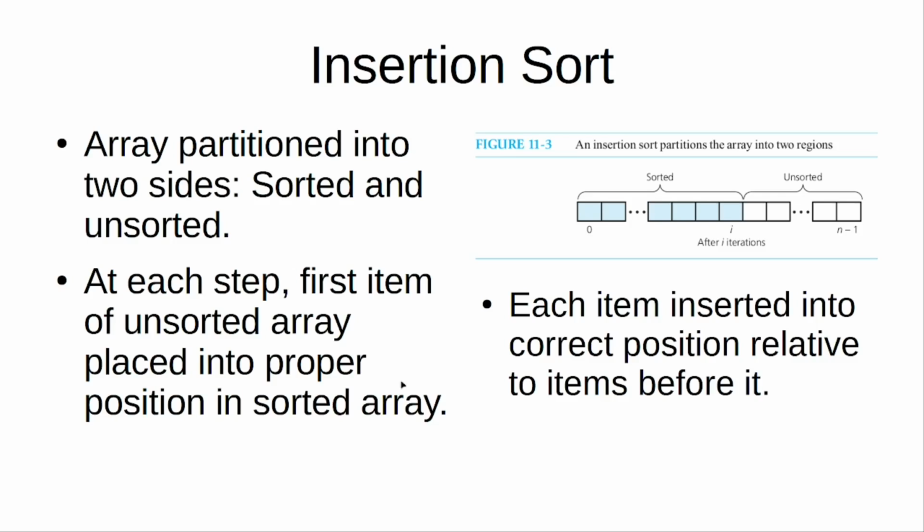The next sorting algorithm is insertion sort. Insertion sort partitions the array into 2 sides, the sorted portion and the unsorted portion. And then at each step, the first item of the unsorted portion is placed into the correct position in the sorted portion of the array. Each item inserted is inserted into the correct position relative to the items before it.